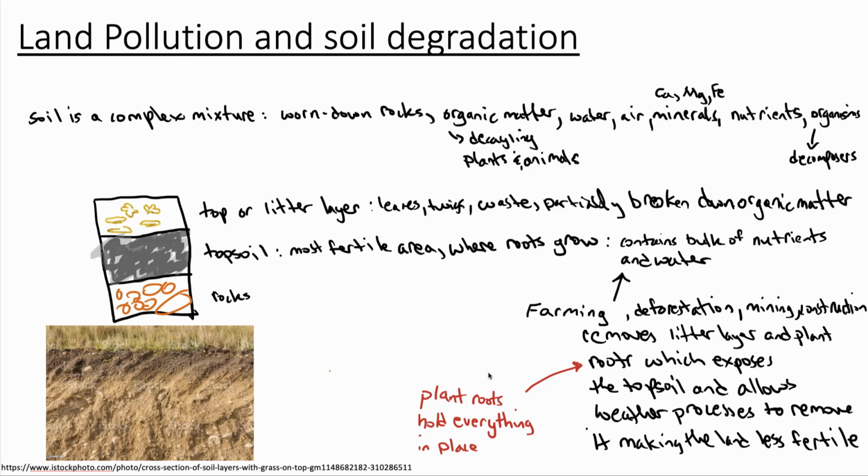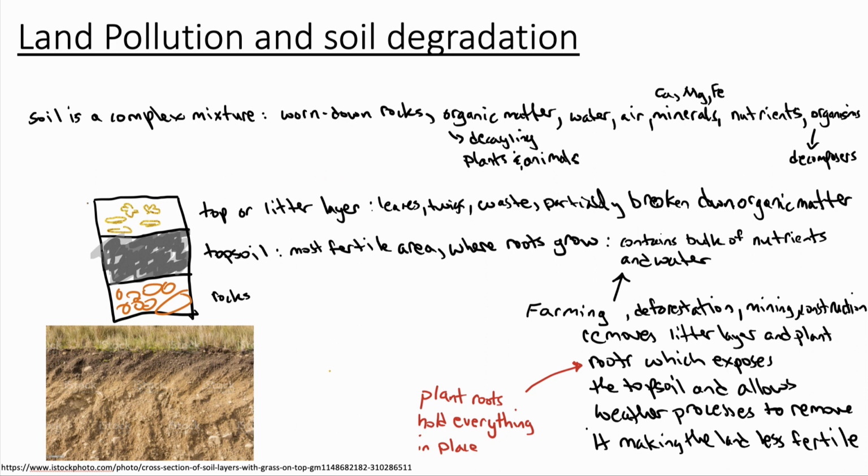In this video, we're going to talk about land pollution and soil degradation. And soil is a complex mixture that's composed of worn down rocks, organic matter, water, air, minerals such as calcium, magnesium, and iron, nutrients like nitrates, and organisms, worms, insects, bacteria, things that decompose the soil. And so the organic matter is mostly decaying plants and animals.